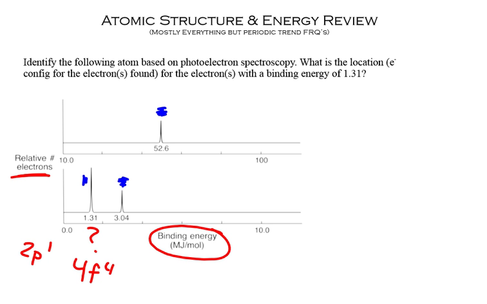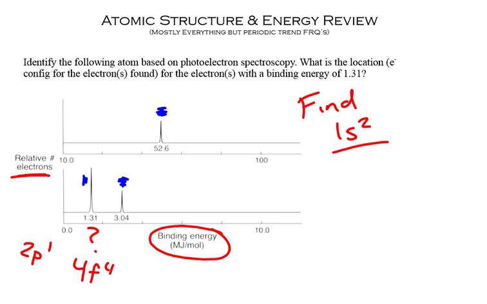If you don't know which one to start with, you've got to understand it's based on binding energy. Binding energy is how strongly those electrons are bound to the nucleus. So I have a peak at 52.6, another peak at 3.04, and another peak at 1.31. Your job is to find your 1s2. It's as simple as that. Where is your 1s2? Once you know that, everything matters.